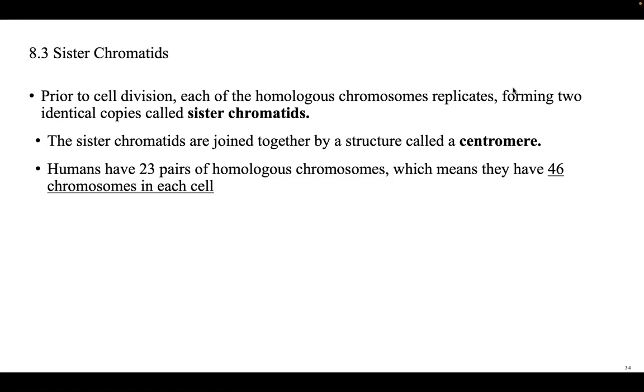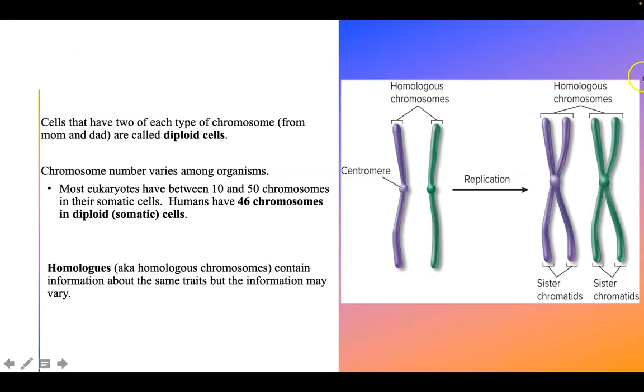So prior to cell division, each of the homologous chromosomes is going to have to replicate and form 2 identical copies. Those identical copies are called sister chromatids. So once we have 2 copies of this and they are bound by a centromere, that is sister chromatids. They are identical.